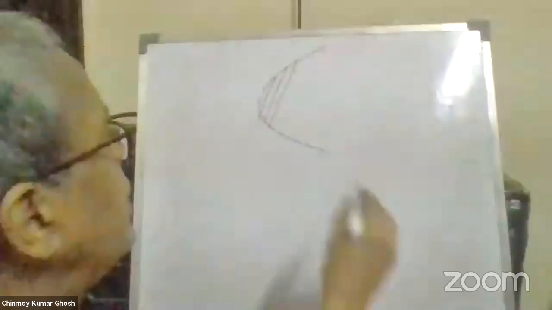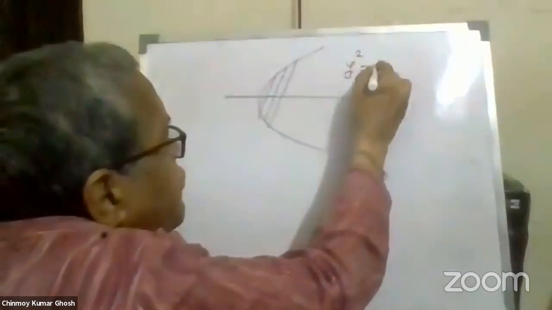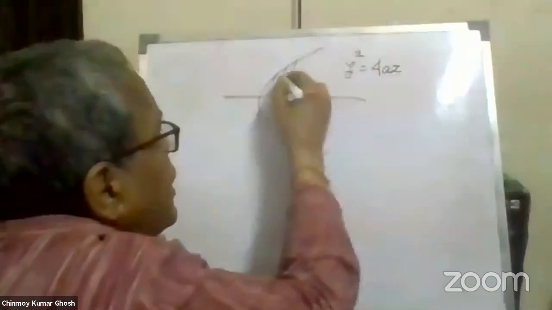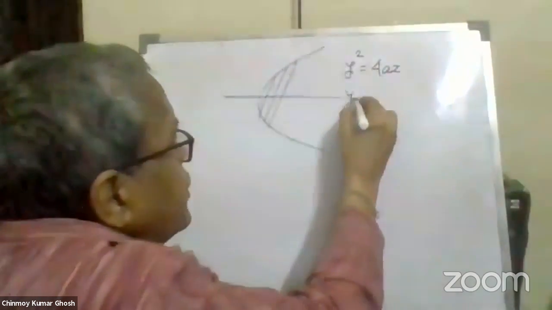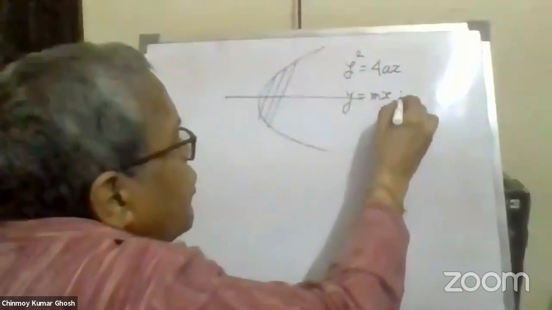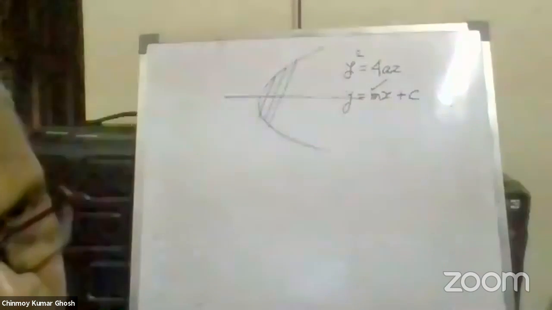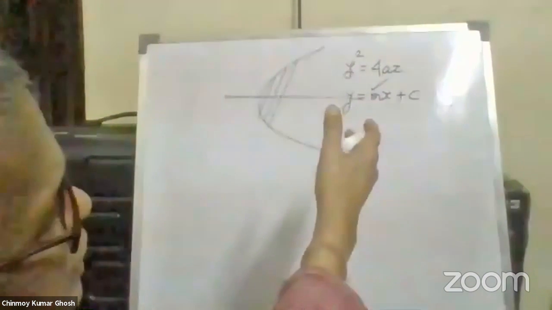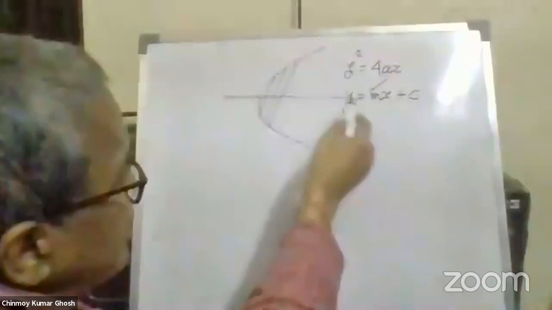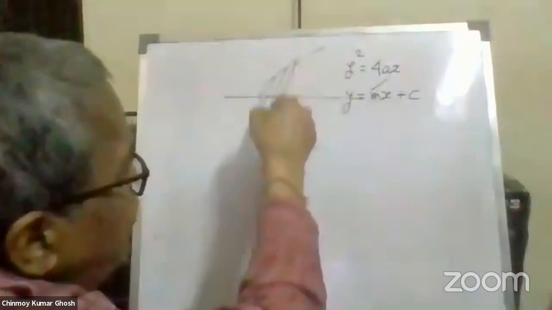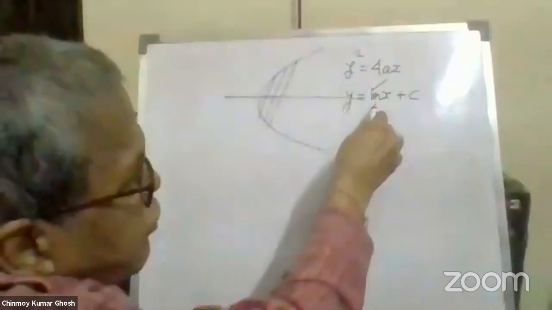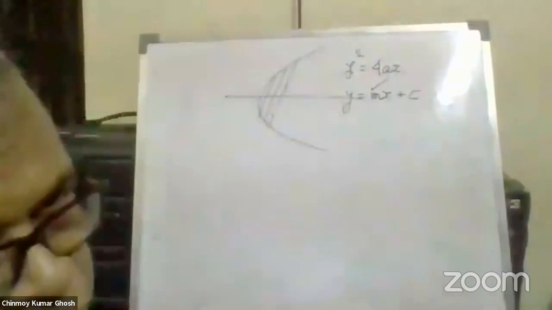Okay. Consider a family of parallel chords whose slope is equal to m, and let the parabola be y square equal to 4ax. Any one of these straight lines will have the equation y is equal to mx plus c. Here m is a constant and c is arbitrary, because it is the equation of a family of parallel chords. So m is constant, but c is arbitrary.